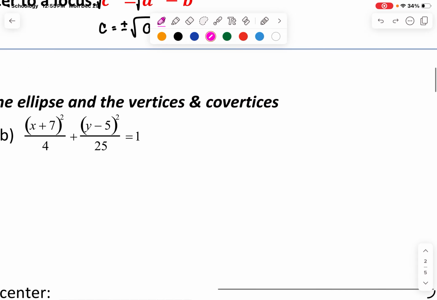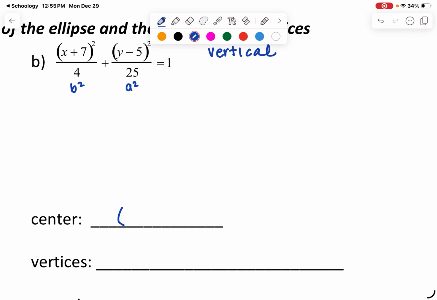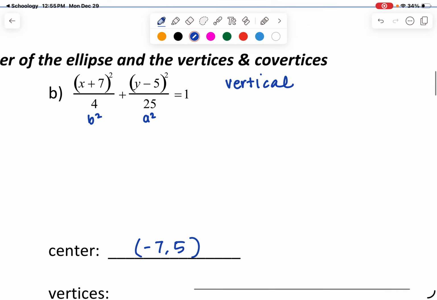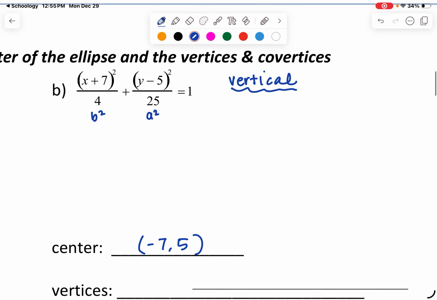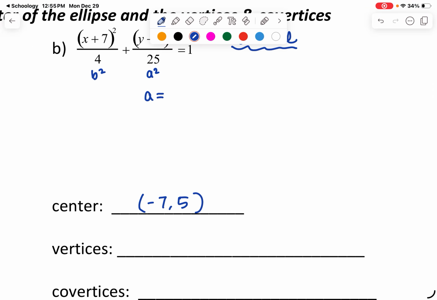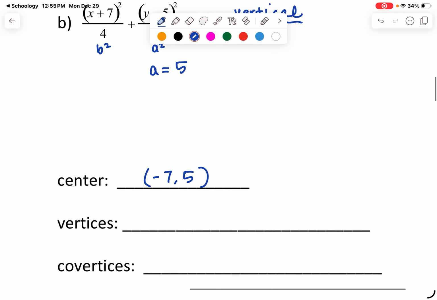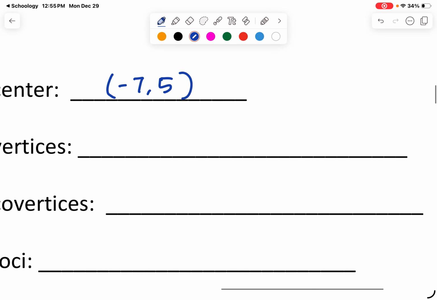All right, here's the next one. Look at the denominators. It's an ellipse, x squared, y squared, plus sign, equals 1. We got it, right? Okay, the second denominator is bigger, so this is a squared, this is b squared. This is a vertical ellipse. All right, my center, h, k, is negative 7, 5. My vertices, since this is vertical, are up and down a units. So a is 5. So I'm going to move up and down 5 units from this center.